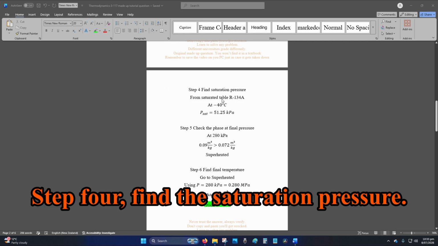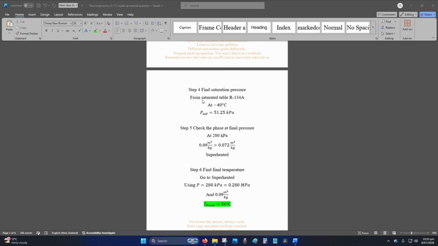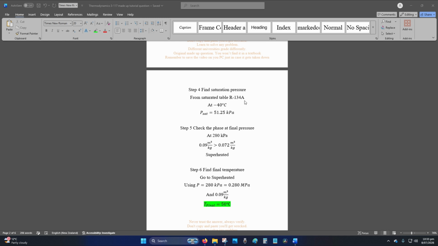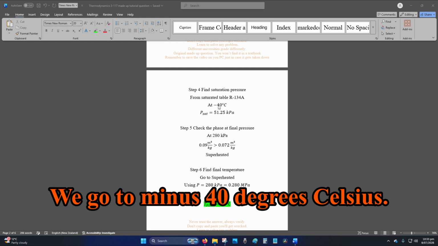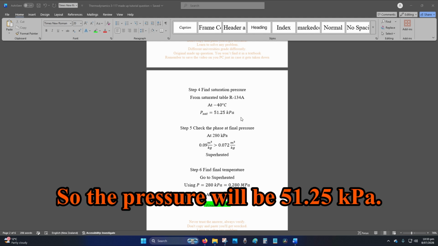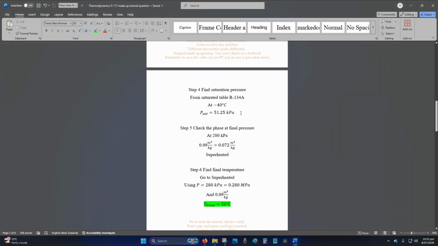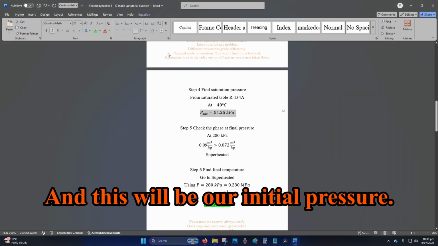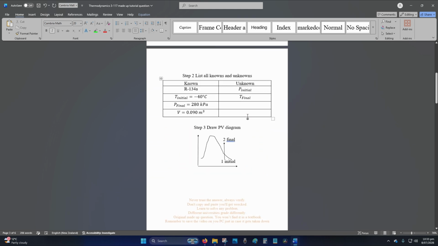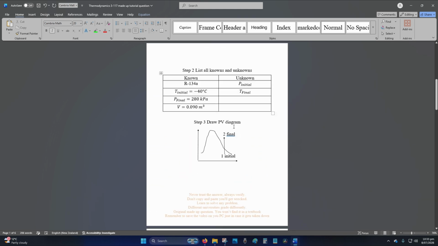Step 4, find the saturation pressure. So we go to the saturated table for R-134A. We go to minus 40 degrees Celsius. So the pressure will be 51.25 kPa. And this will be our initial pressure. So that's for part A, finding the initial pressure.